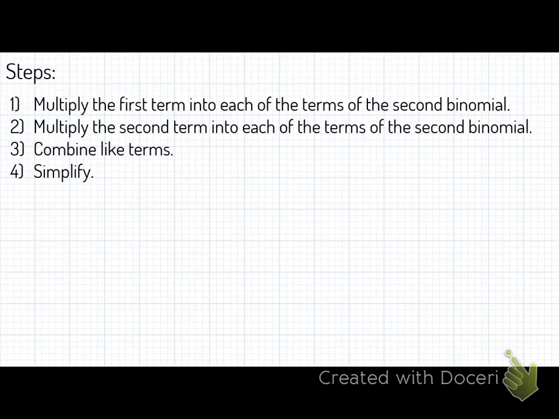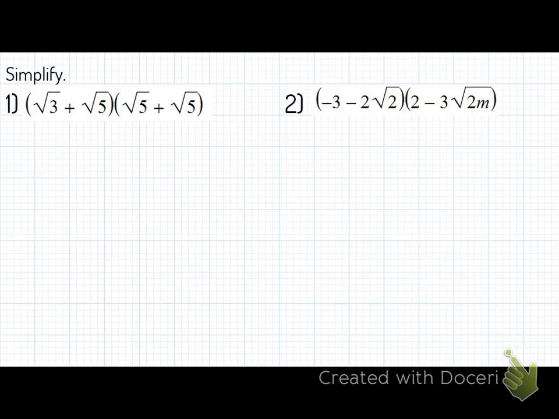Okay, here we go. If you're on the video, you should pause here. There are 4 steps here. You're going to multiply the first term into each of the terms of the second binomial, and then do the same thing with the second term. And then step 3, combine like terms, and 4, simplify. Okay, so eyes up at the board, pencils down.